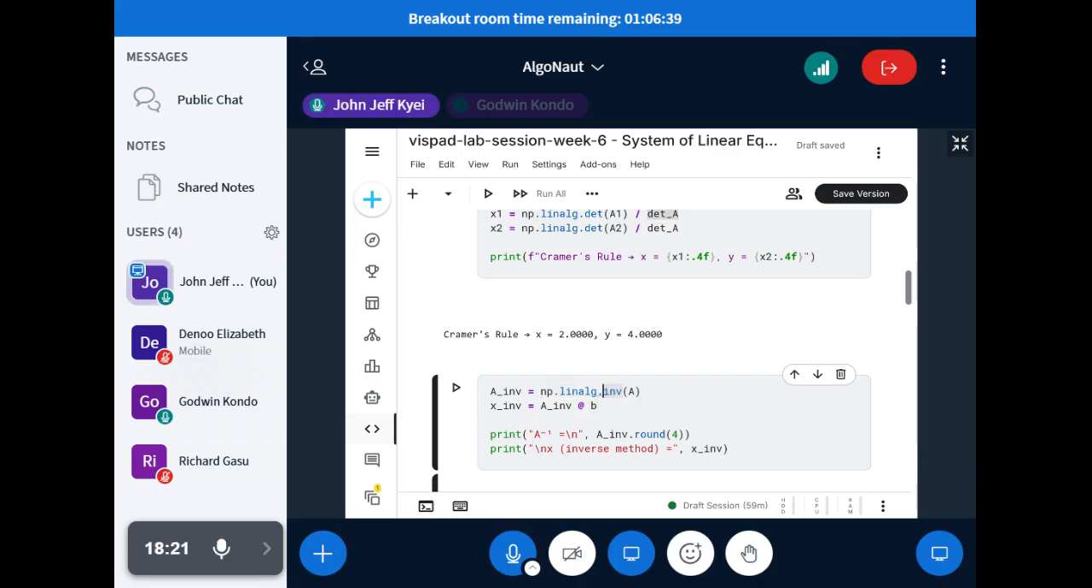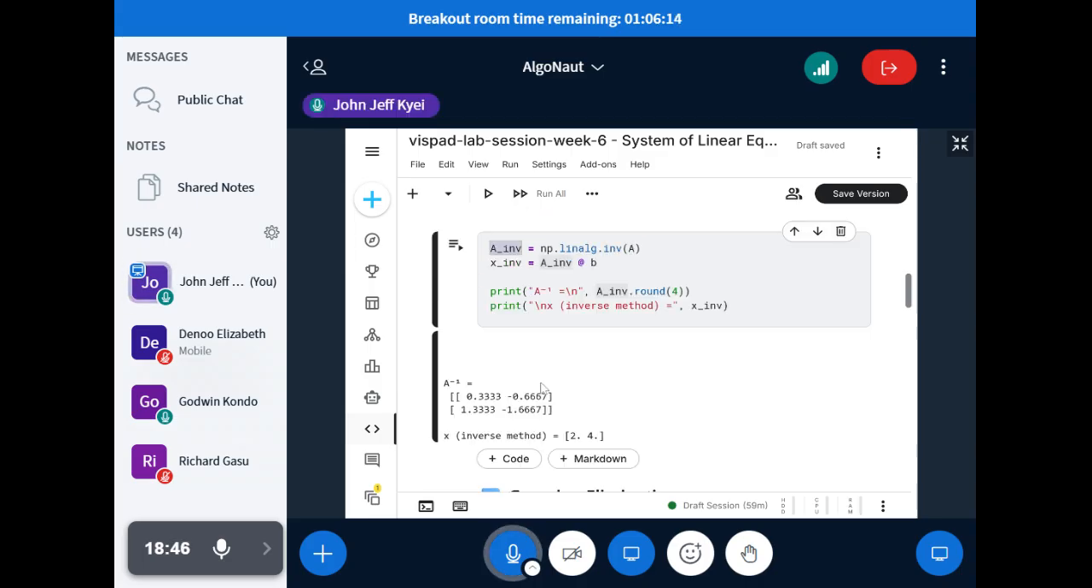With NumPy, all you have to do is call the function. We want to find the inverse of A, and we are using the linear algebra library. This part is constant; all you'll be changing is what you want to find. For determinants we use det, and for inverse you use inv, and you pass in the matrix you want to find the inverse of, and then we store it over here. This is A inverse.